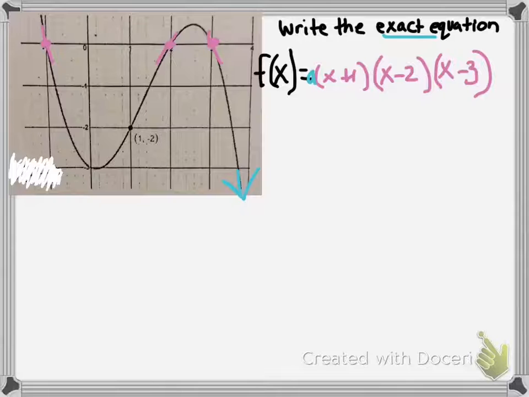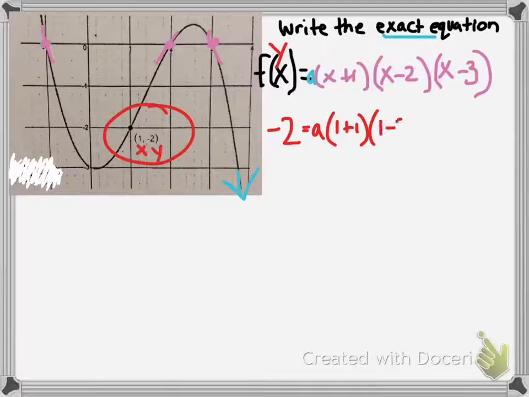So what I have to do in order to find that is I have to plug in another point. So I look on my graph, I need a point that is not an x-intercept, and they gave me one here, 1, -2. And so I am plugging that in. That's going to be my x and y value. Remember that f of x is like y, so we're going to plug -2 in. And then we have a, and then the next factor was x plus 1, but in for x, we're going to plug in 1. In for x, we're plugging in 1.